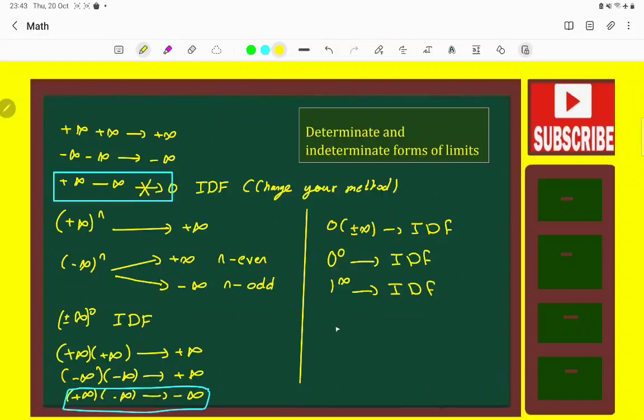Other cases, like infinity over infinity, it doesn't matter if you have plus or minus infinity, this is also an IDF case. So you also need to go and change your method. 0 over 0 is also an IDF case because it's not defined like this. So you need to go and find a different method.